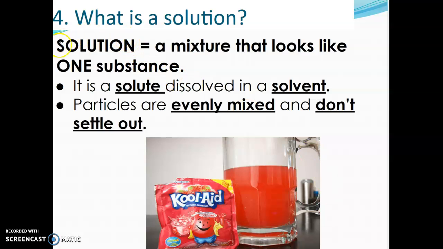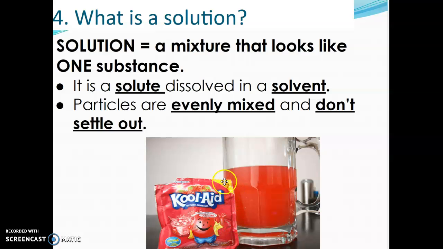Okay, so we know that a solution is a special type of mixture, a homogeneous mixture, that is two or more substances that combine to form something that looks like it's just one substance. Let's get a little bit more specific here. A solution is a solute dissolved in a solvent.